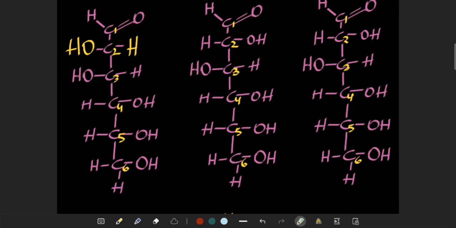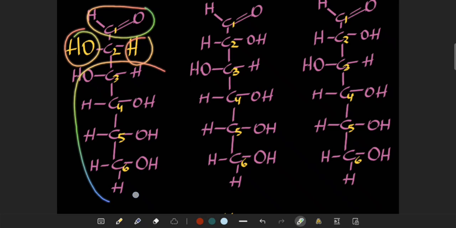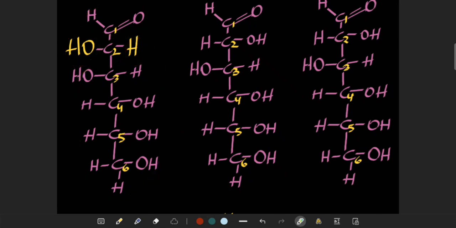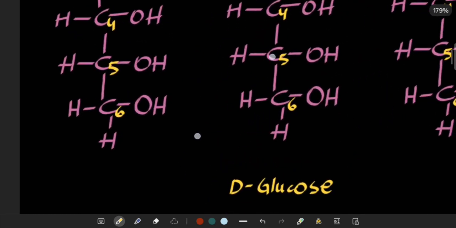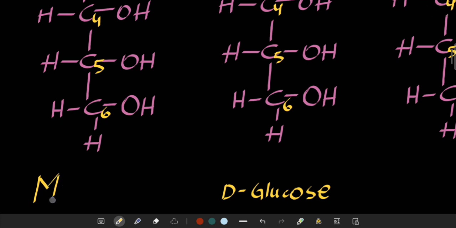Why is it a chiral carbon? Because it has 4 bonds, arranged in a tetrahedral arrangement, and all the 4 bonds are attached to different groups: one group is this, another group is H, another group is this one, and the last one is this one. This particular molecule is known as mannose. So I'm going to write it down. This is called mannose.